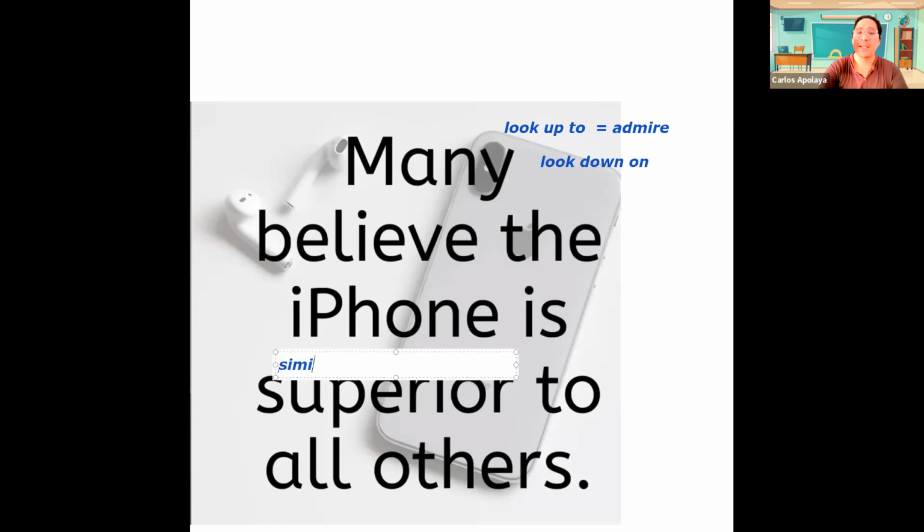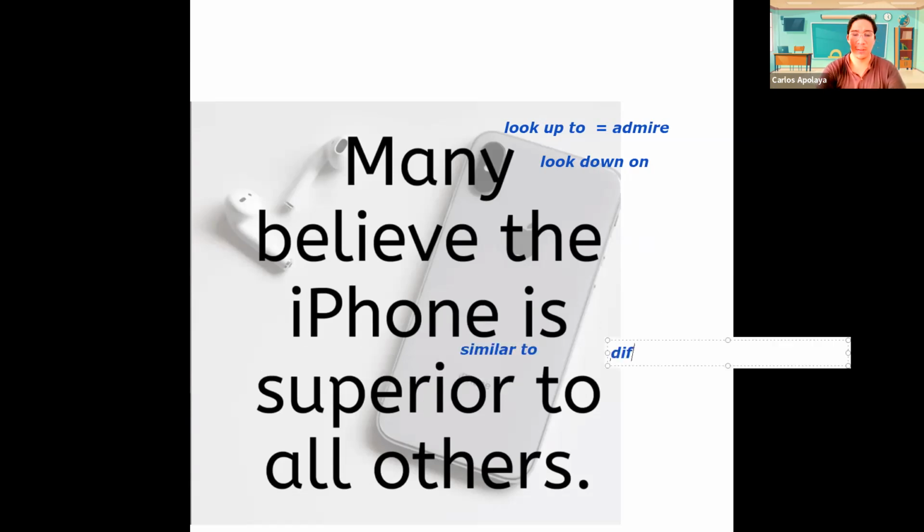Instead of superior to, you can use similar to. For example, iPhone is similar to Android. Similar. And then we have different. Different from. Okay? Different from, similar to, superior to. Next.